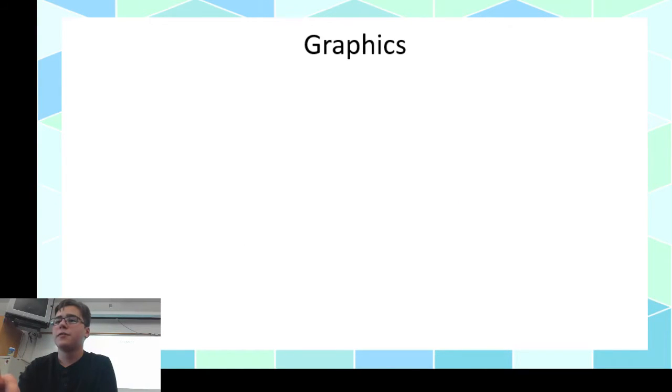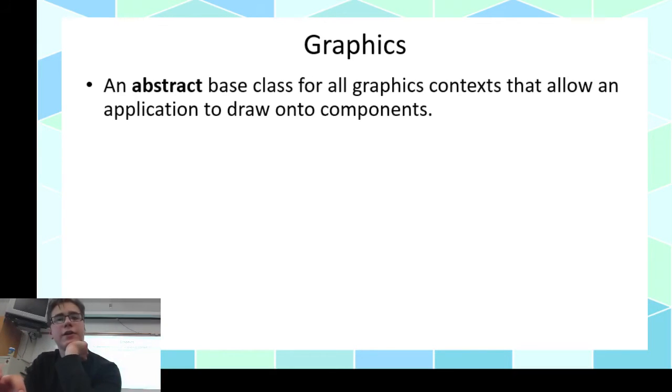So here's our graphics library. I think I explained everything that I already explained. Graphics is an abstract base class for all the graphics contexts, and that allows pretty much an application to draw onto components. So right now we're drawing onto our frame. We have no other component we're drawing onto other than just the frame. And as you know, abstract means that it needs to be overridden by something.